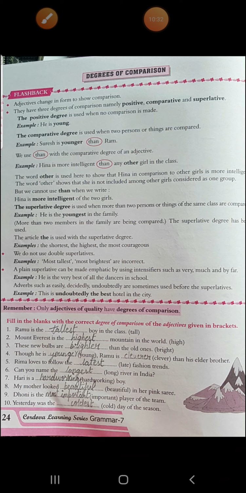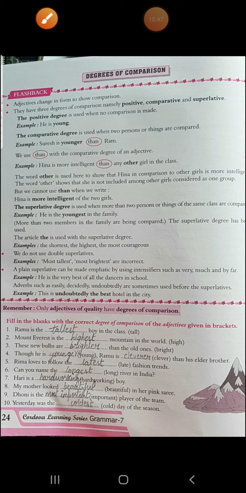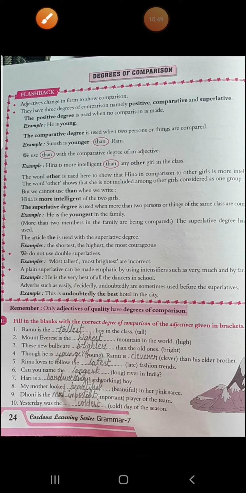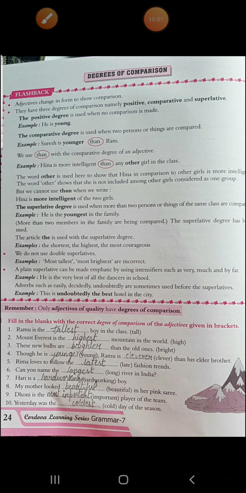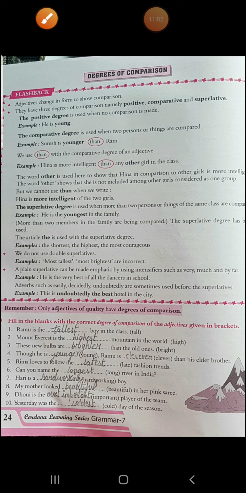Then see the ninth one, Dhoni is the. Again, you can see the is used here. The is used when superlative degree is there. And we are comparing Dhoni with the rest of the other teammates. So, superlative degree, most important. 10th, yesterday was the coldest day of the season. So, again, we are comparing that day with the rest of the other days of the season. And again, the is used here. So, coldest.